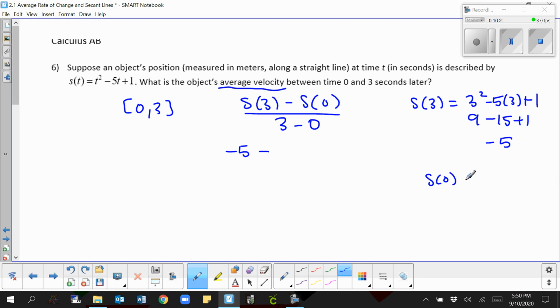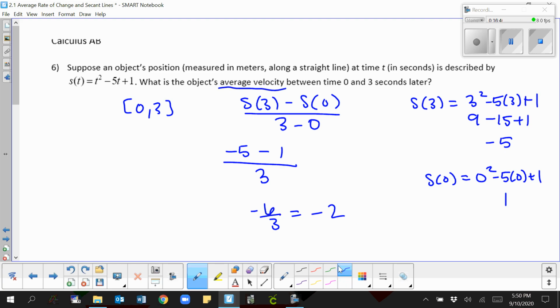If I'm looking at s of 0, that's going to be 0 squared minus 5 times 0 plus 1. So that's just going to give me 1. So negative 5 minus 1 over 3 minus 0 is 3. So I'm looking at a negative 6 over 3, which is going to give me a negative 2.